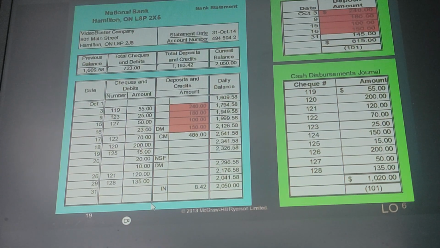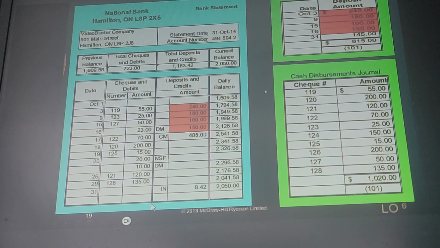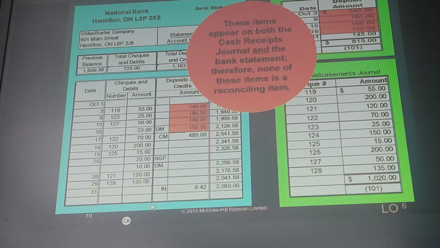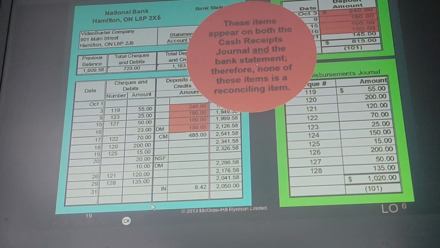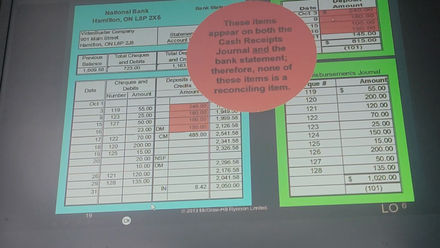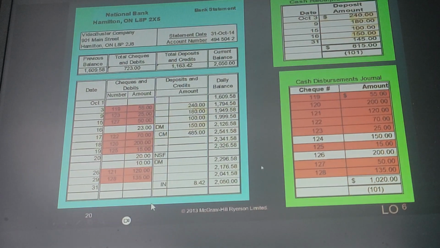So look here, we do compare, like in the assignments, you will have something like this, and you do compare. Okay, so look here. These items appear on both the cash receipts journal and the bank statement. Okay, so these are not reconciliation items, meaning you see, okay, this is there, like I have it, the bank has it, I have it, so this is what you compare to see.